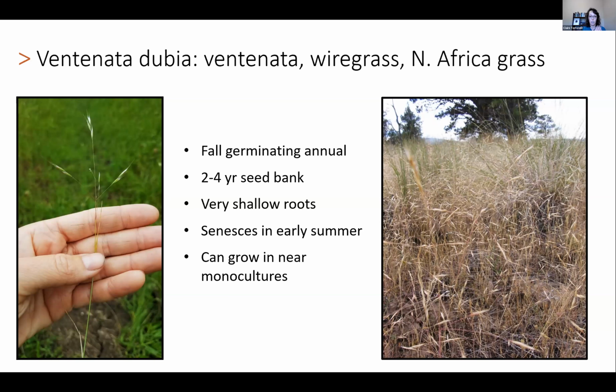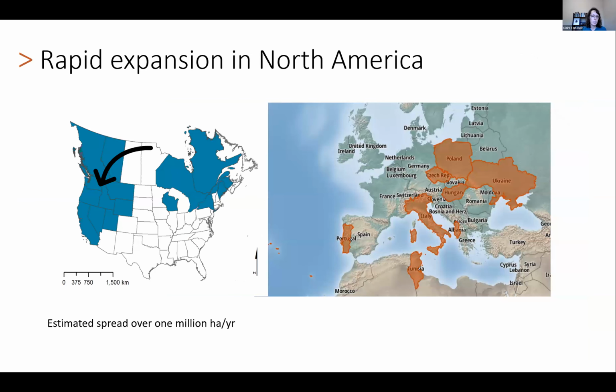It senesces very early in the summer, much earlier than our native perennial grasses, and it can grow in near monocultures, especially in these scablands. Ventenata was introduced in the early 1950s, in this corner between Washington, Oregon, and Idaho. Its native range is across much of Europe, or kind of the Eurasia region, and it's actually a rare species in its native range. It's listed on their rare species list, on their red list. But it has just taken off, spreading over 1 million hectares per year here in the Northwest, and really down into Wyoming and a little bit into California, as well as some of our eastern states.